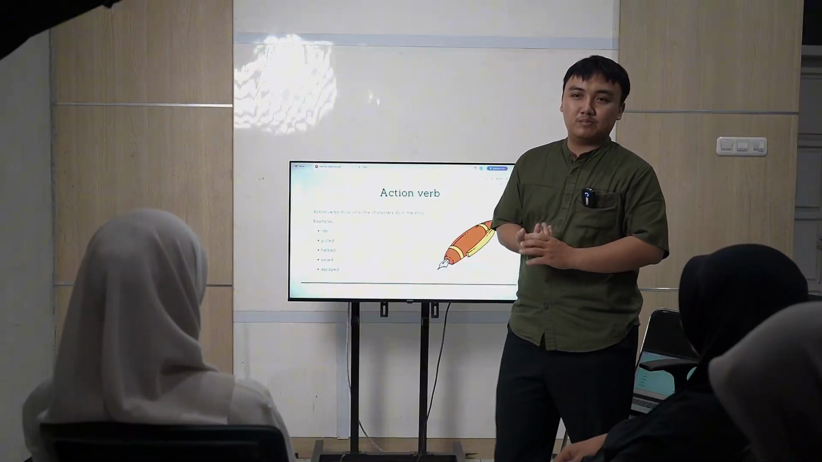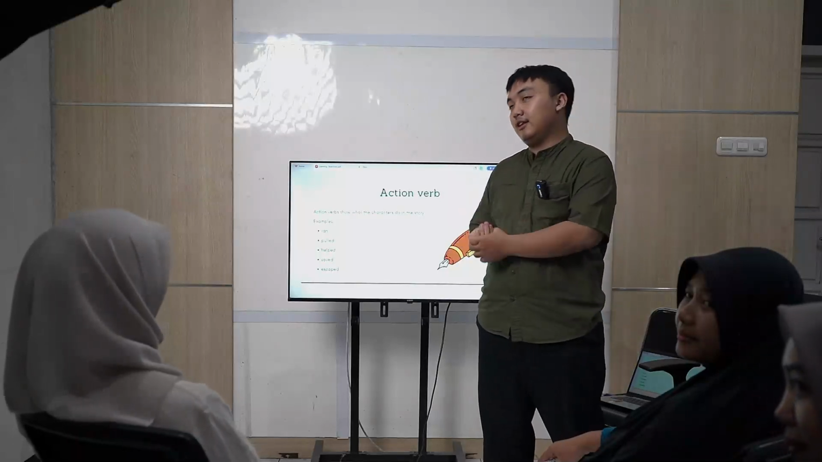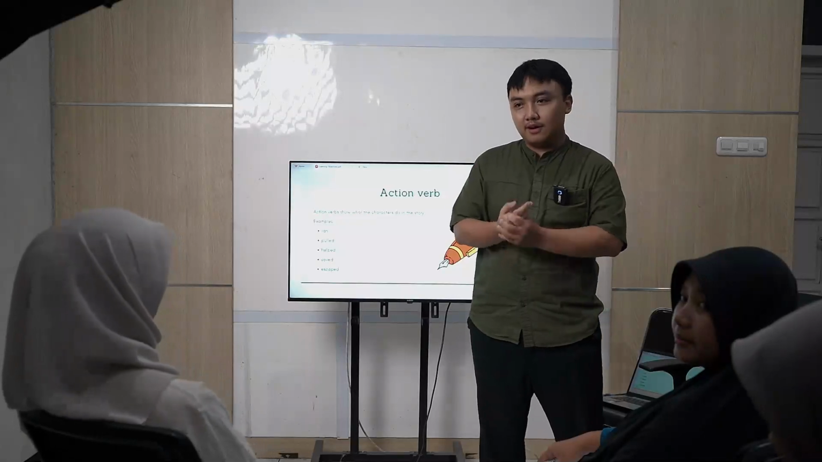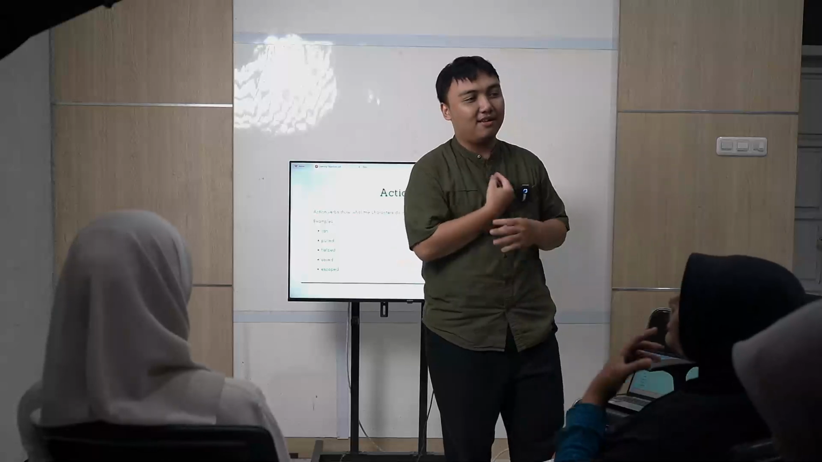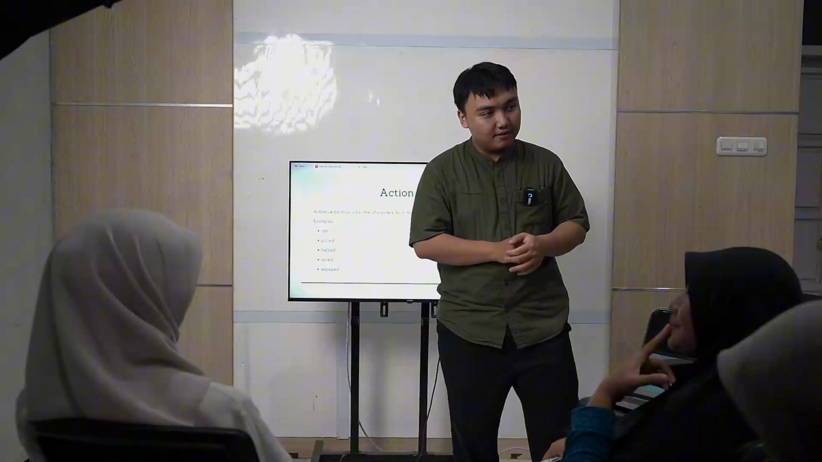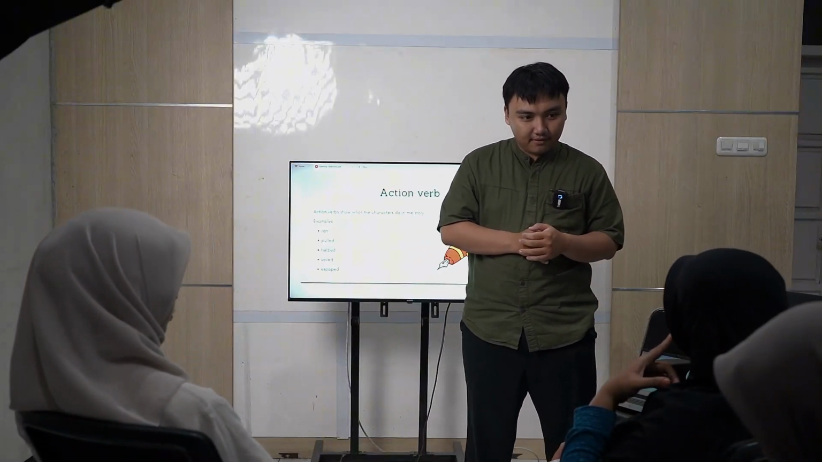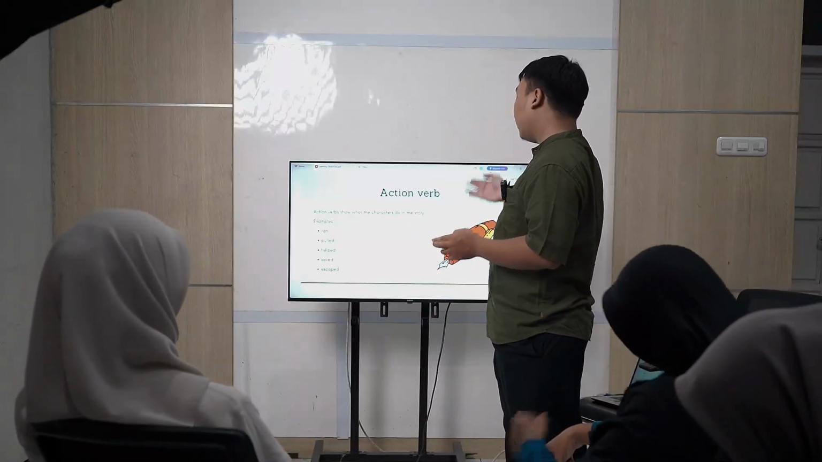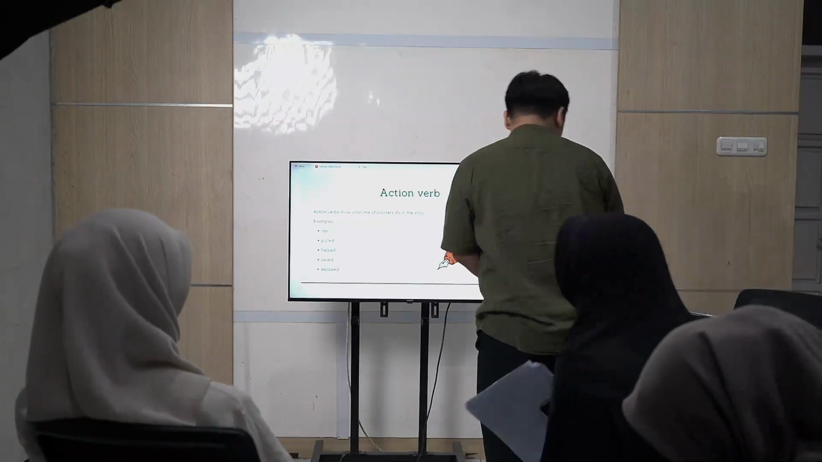Okay, maybe worked. Okay, worked, and next, played. Played. Very good. And you, Inas? Child. Okay, and you? Swam. Swam. All right, good. So that's how the action verb works. It's mostly about the verb words used in this kind of narrative text.